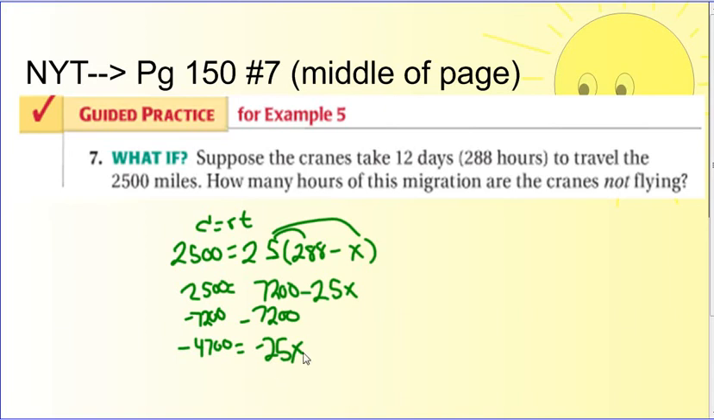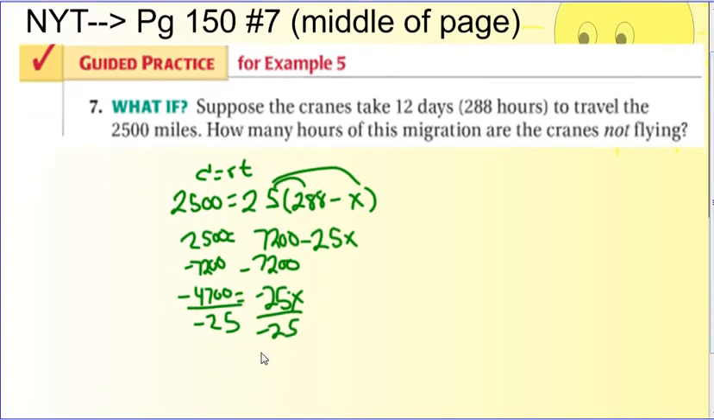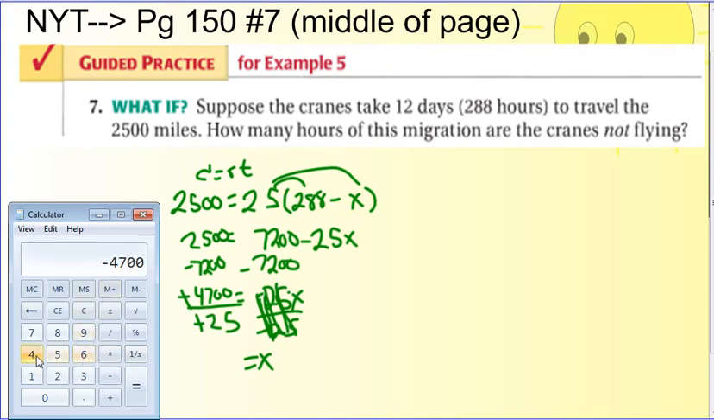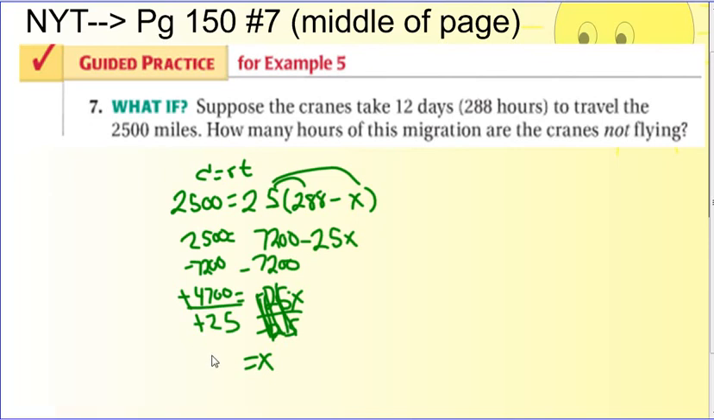And to get our variable by itself, because it's multiplied by negative 25, we divide by negative 25. And we get x equals, because on this side, a negative divided by a negative cancel. And 4,700 divided by 25 equals 188 hours. So the birds were not flying for 188 hours this time.